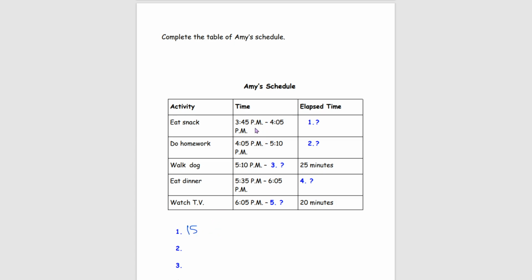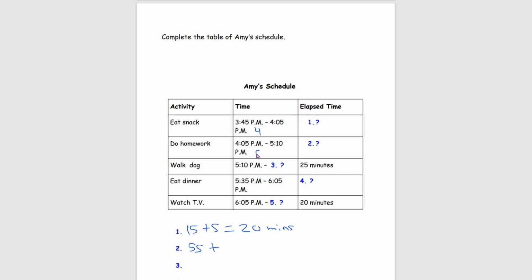And right now we're at 4 p.m. And 4 to 4:05 is just 5 more minutes. So we can add a 5. Add these two together, and we get 20 minutes for the elapsed time for number 1. For number 2, here we can do the same thing for doing homework instead this time. And we see that from 4:05 p.m. to 5:10, that's the elapsed time. So from 4:05 to 5, that is 55 minutes. So we'll put a 55 right here.